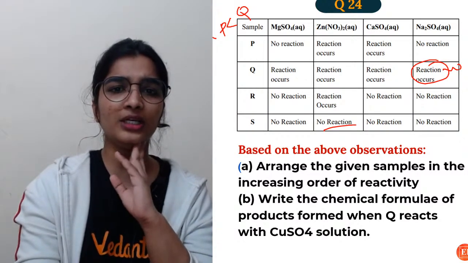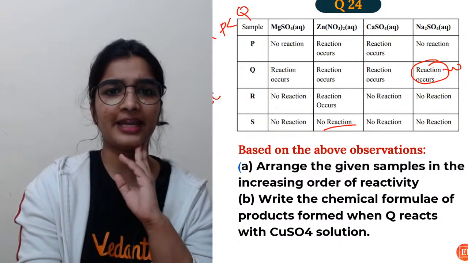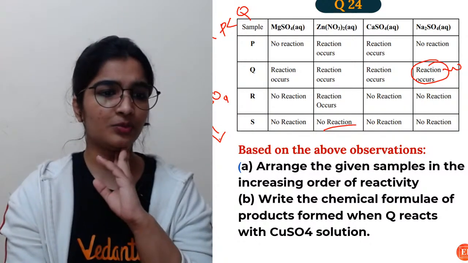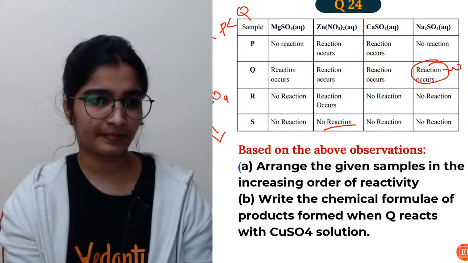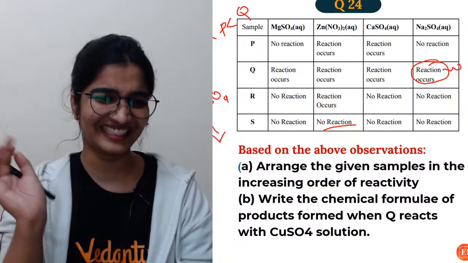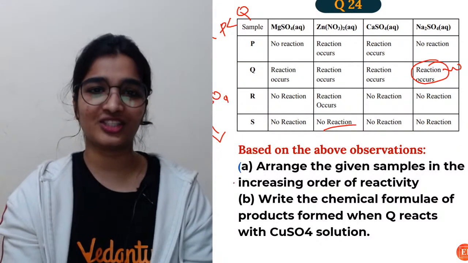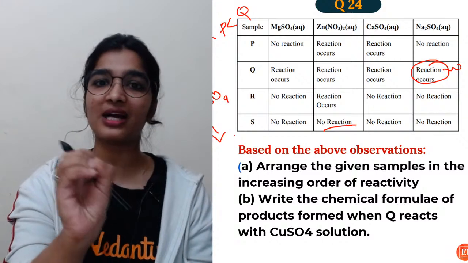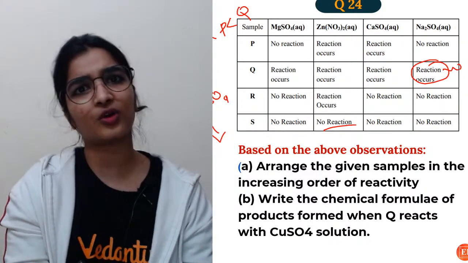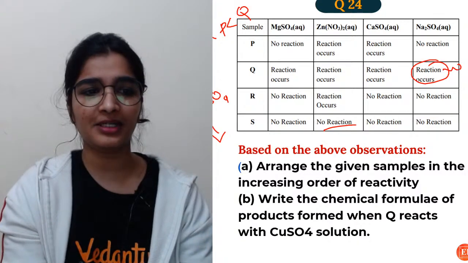So if Q is reacting with copper sulfate, what would be the product, children? Q plus copper sulfate. What would be the product? Potassium sulfate. Okay. But they are not asking you to mention the metal. Q, what should I write? Q2SO4 or QSO4? Tell me.